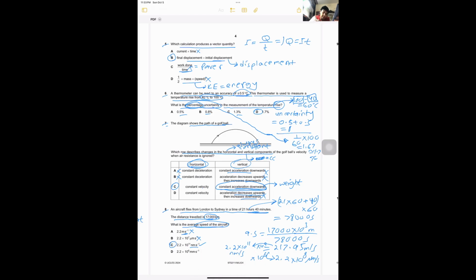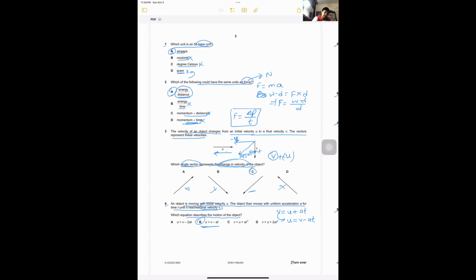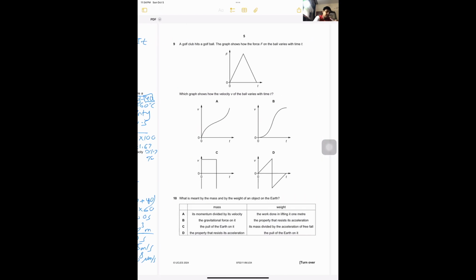Let's see if we convert it to millimeters, then multiply it by 10 to the power 3, and when we do that, it is 2.2 times 10 to the power 5. So that is wrong. Just use your calculators and use the prefixes that we know and convert them and see what is happening. So we're done with 8 questions. Now to question number 9.